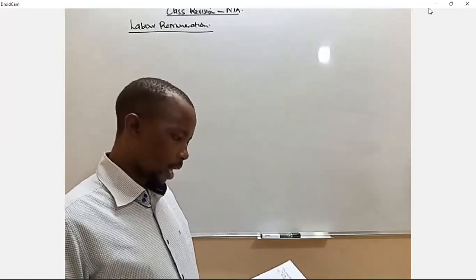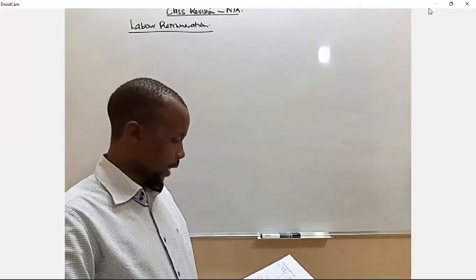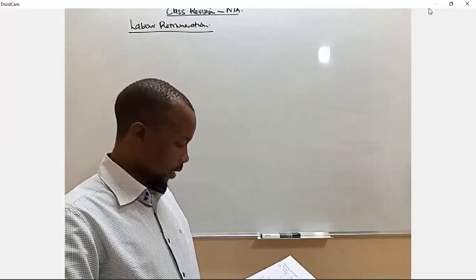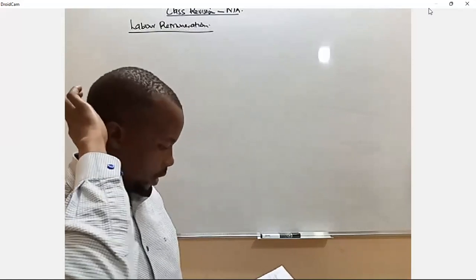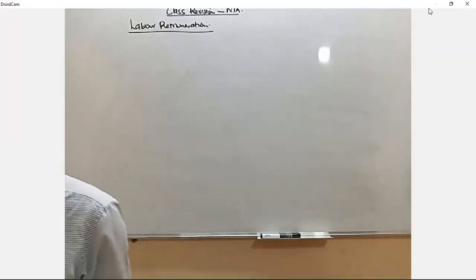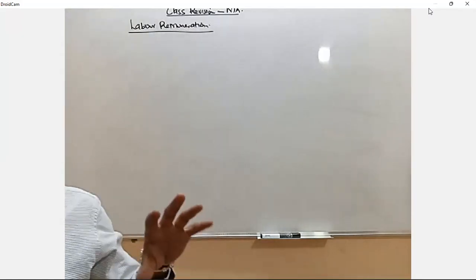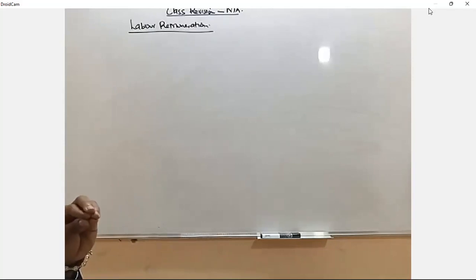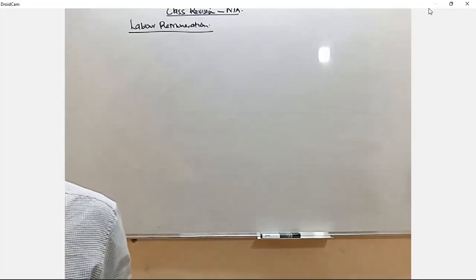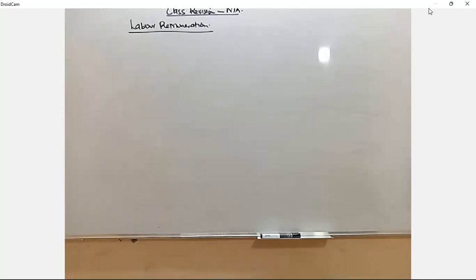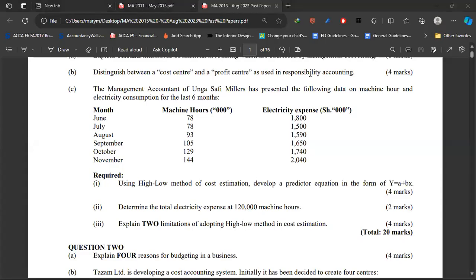There is a question somewhere in 2021, the one I'm just looking at. Sorry, there is a question in August 2022, question 1C. I just want to do a question regarding labor remuneration, and then we look at the bonus schemes and see how these questions should be handled. So let us look at August 2022 here. I think someone like Jemima should be ready to read the question for us.